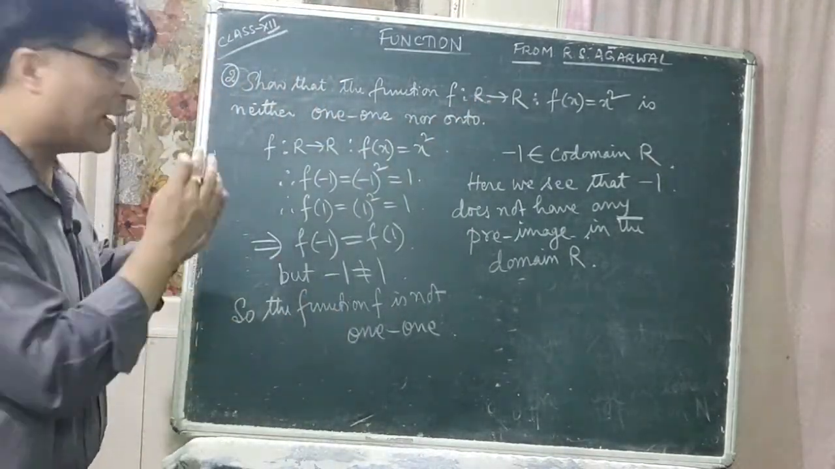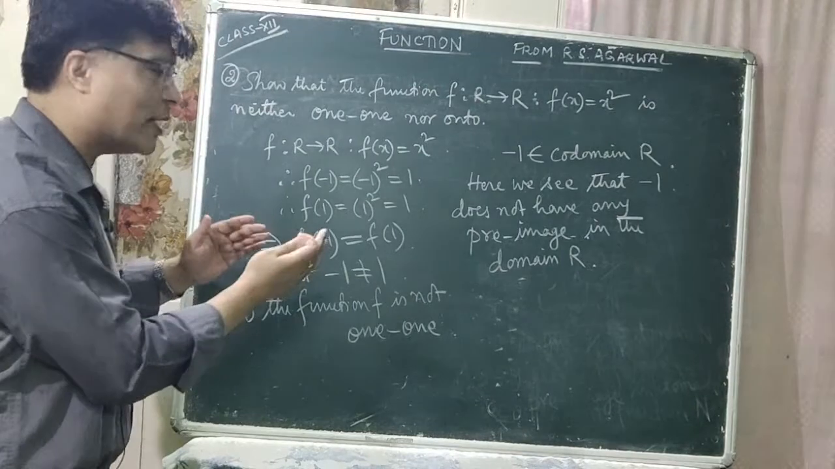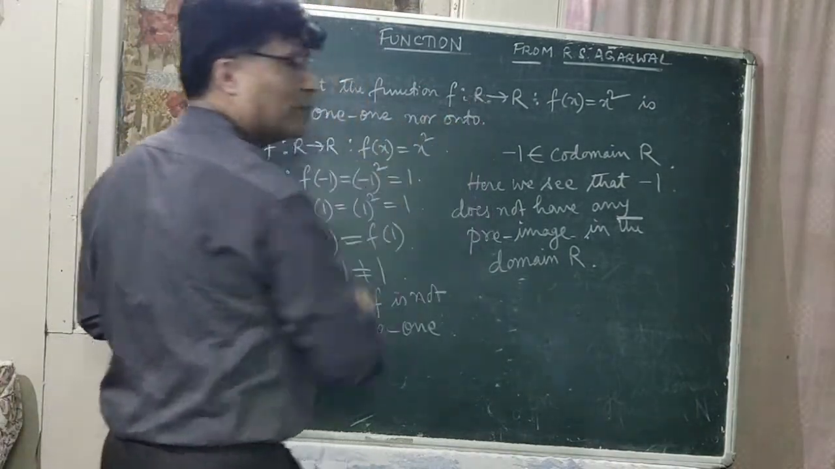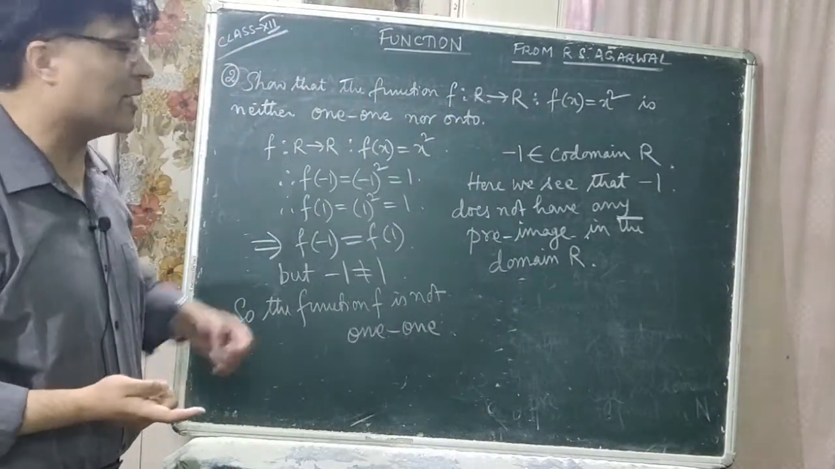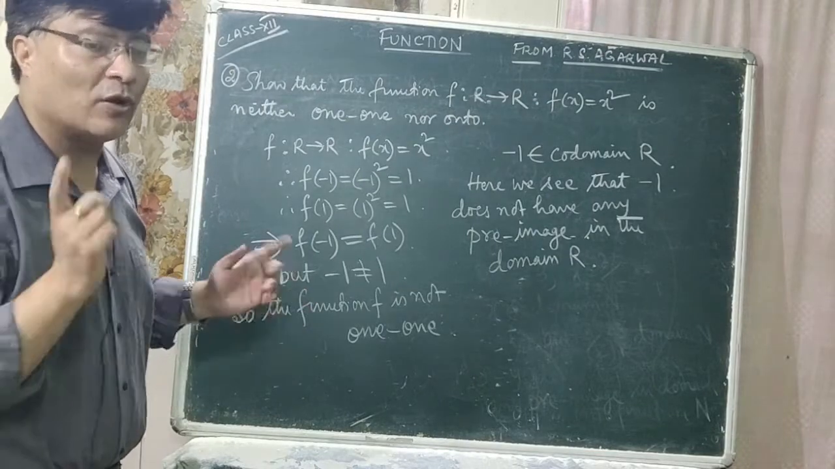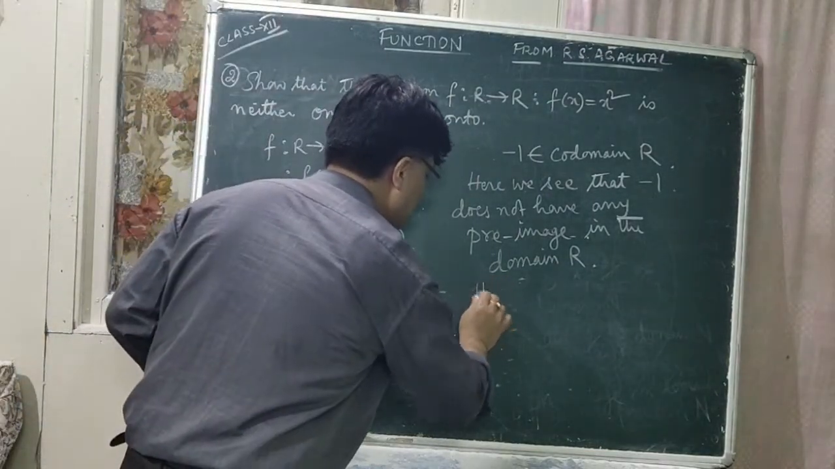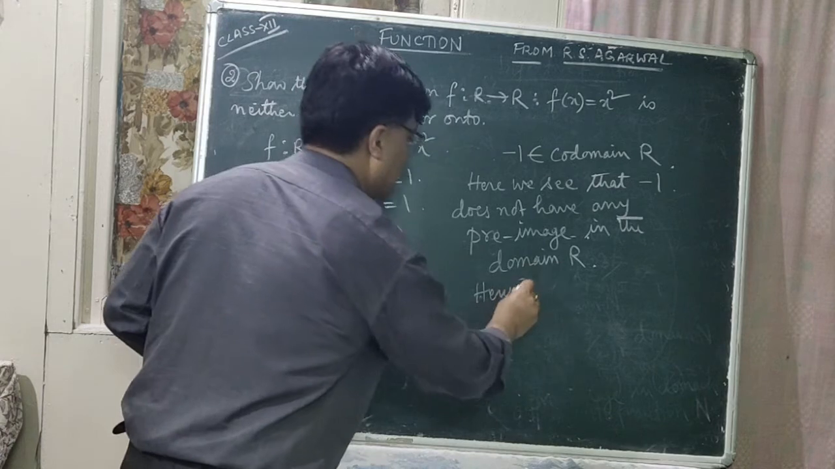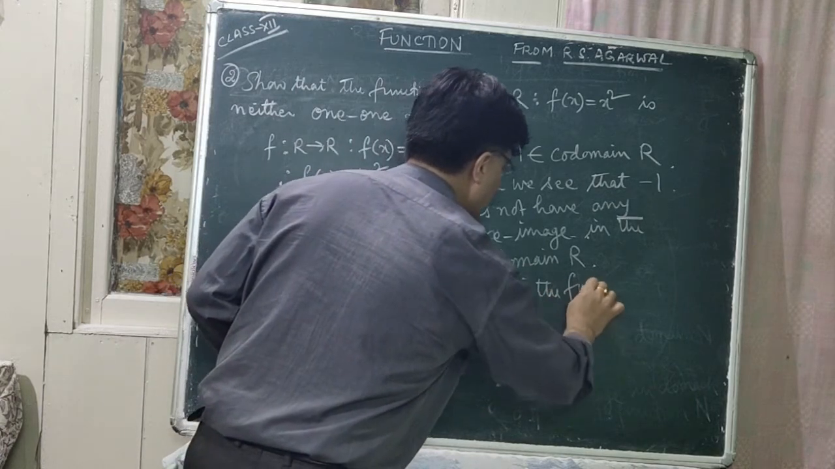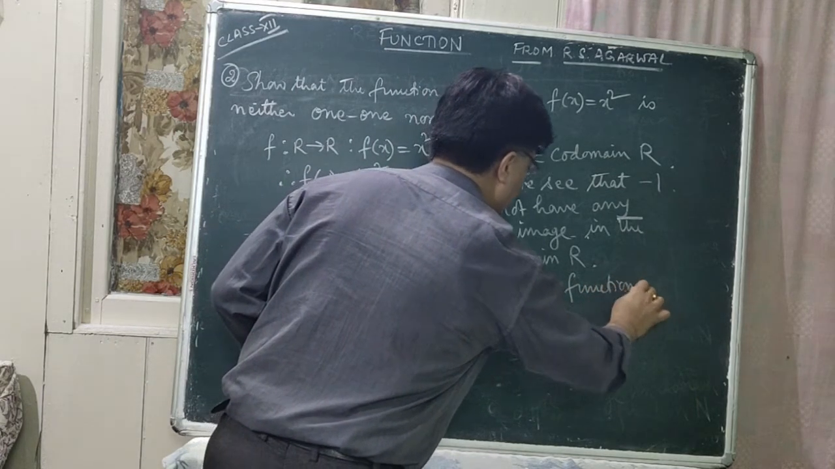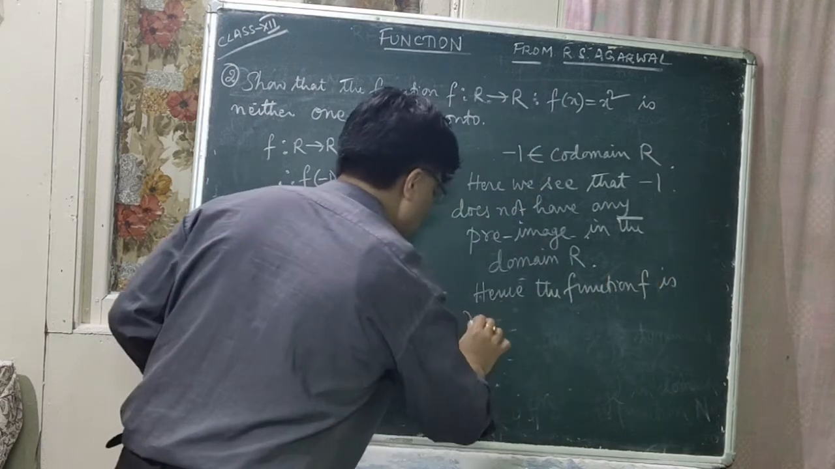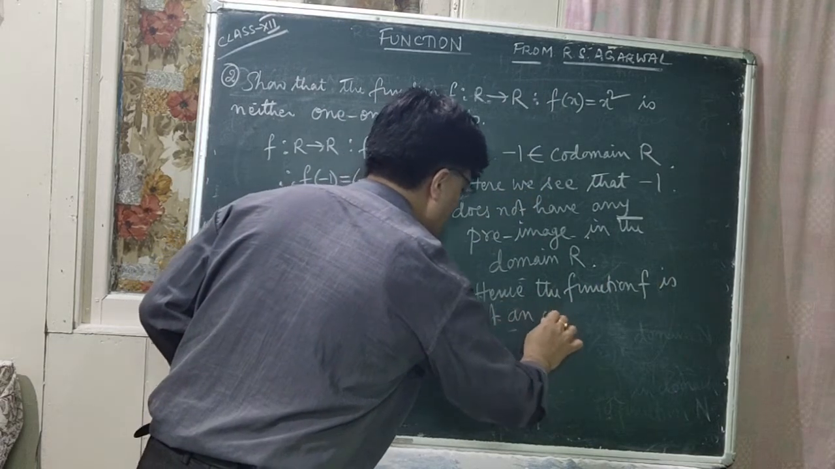That means minus 1 is not related to this domain R. So that means it is an into function. So it is not onto function. So hence the function f is not an onto function.